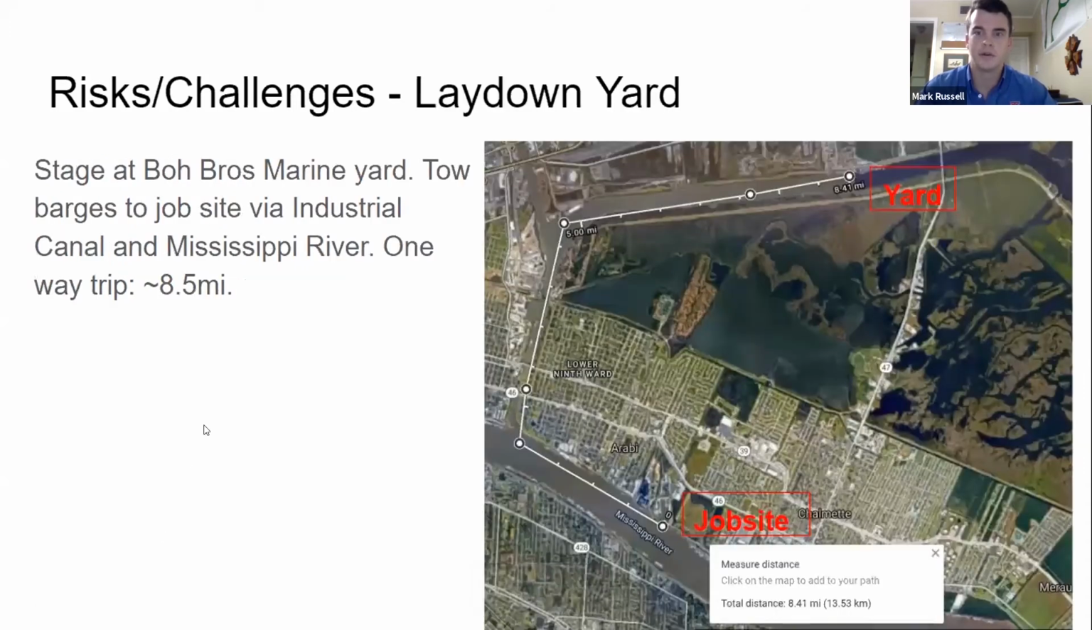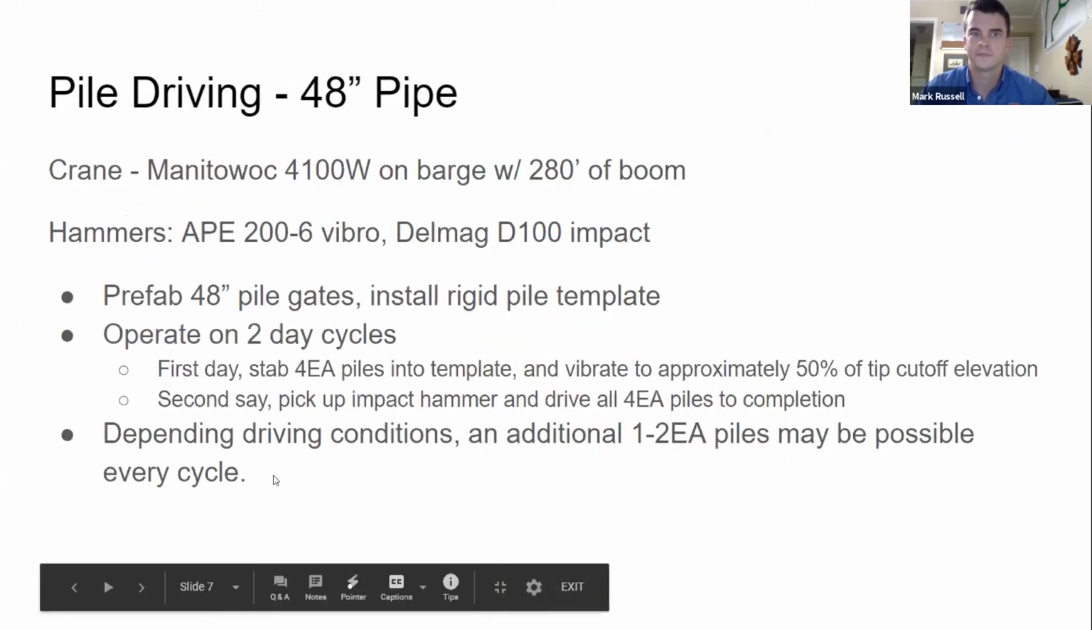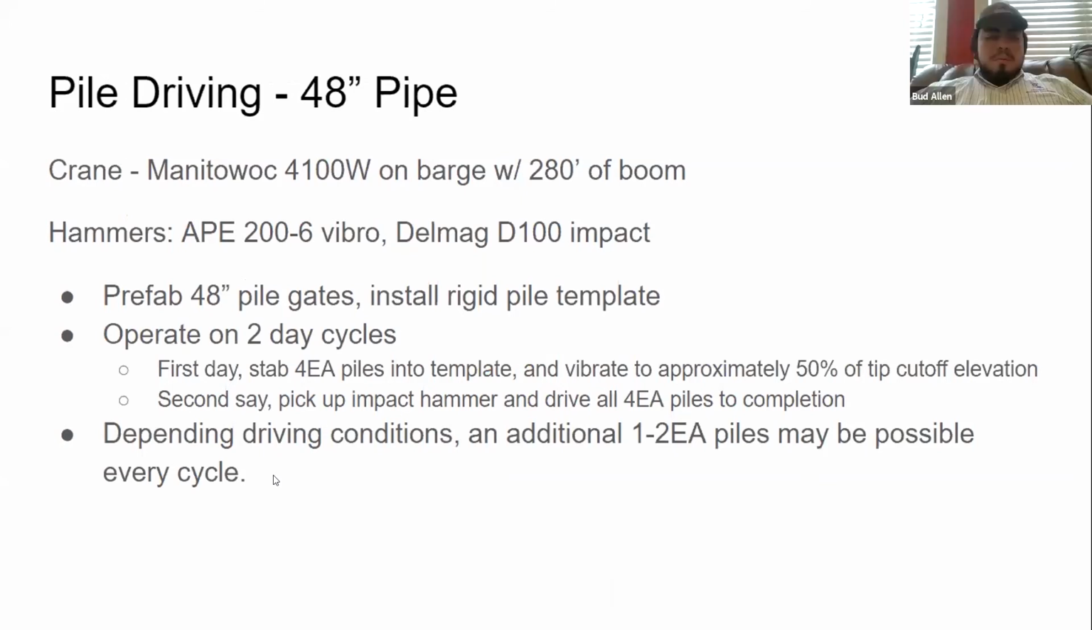And then you can see here our job site and the Bow Brothers Marine Yard there. So a big chunk of this project, probably the largest single bid item, is the driving of these 48-inch pipe piles. We're going to do that with a 4100 on a barge, 4100 ringer, not a crawler, and she's going to have 280 foot worth of stick. We're going to be using an APE 206 to vibrate the piles down to approximately 50%, and then we'll impact them down with a Delmag D100.